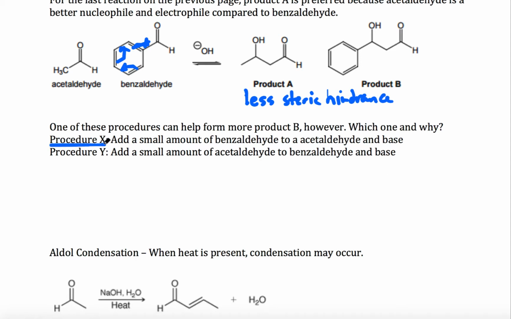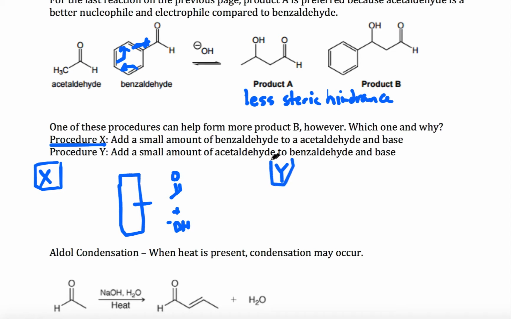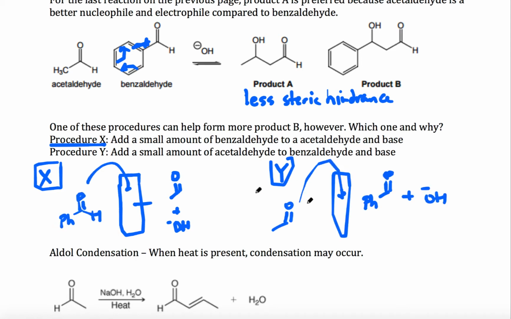Procedure X says take a small amount of benzaldehyde to acetaldehyde with base. So I'm going to picture in a test tube. I have acetaldehyde and base, and I'm going to add a small amount of benzaldehyde to that. And in procedure Y, I'm going to do the opposite. Instead of adding a small amount of benzaldehyde to my acetaldehyde and base, I'm going to do it the other way around. Why don't you give that some thought and see if you can predict, is it going to be X or Y?